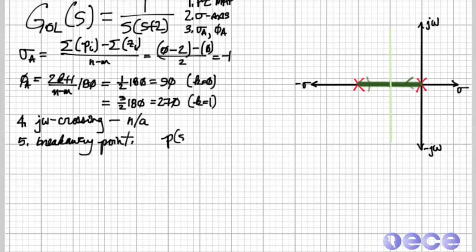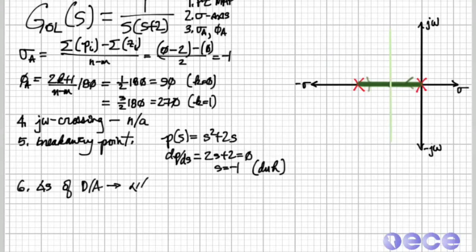So we can calculate the breakaway point. In order to do that, we create this magical function p(s), which is the inverse of G_OL(s), set it equal to 0 and take the derivative, and find the maximum value at s equals minus 1. This is where we expected the breakaway to be, right here on the asymptote. The angles of departure and arrival don't really matter for this example. We can see that as we turn up the heat, the gain K, our 2 poles come together, one from the left, one from the right, and then one heads up and the other heads down.